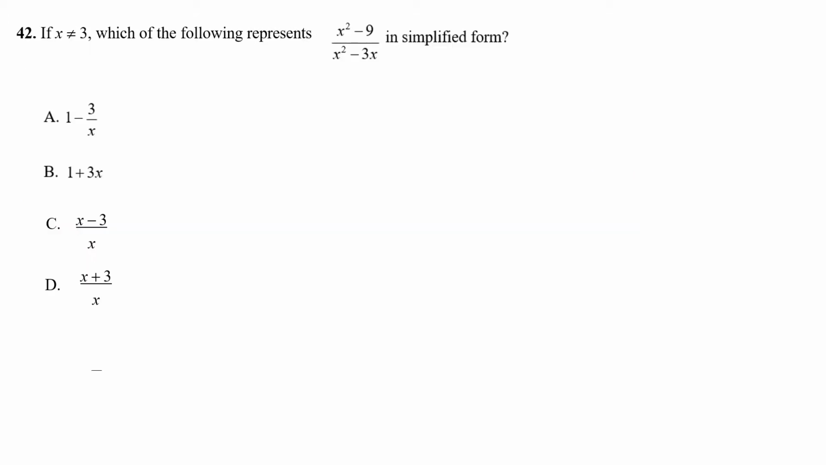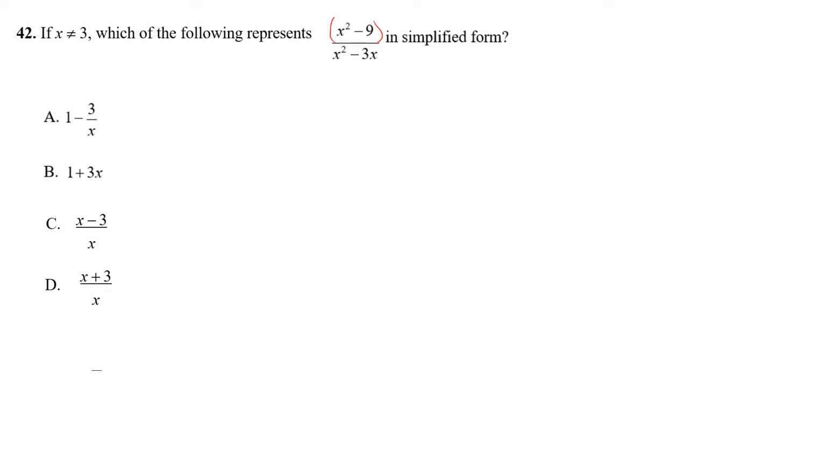For number 42, it says if x is not equal to 3, which of the following represents x squared minus 9 divided by x squared minus 3x in simplified form? So I can see I have some fractions in my answer choices here, and also x cannot be 3. So what I could do, I notice here that I have x squared minus 9 at the top. I could actually look at factoring that. That is a difference of squares.